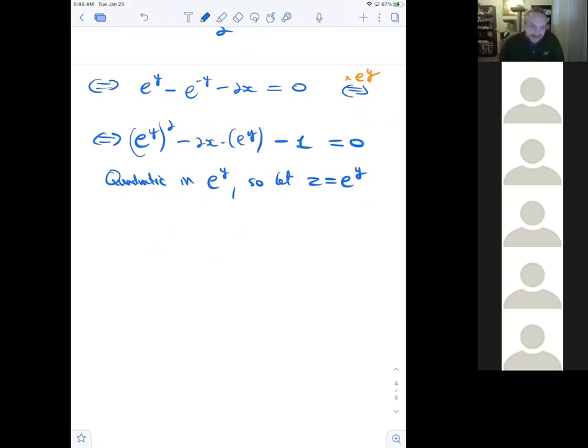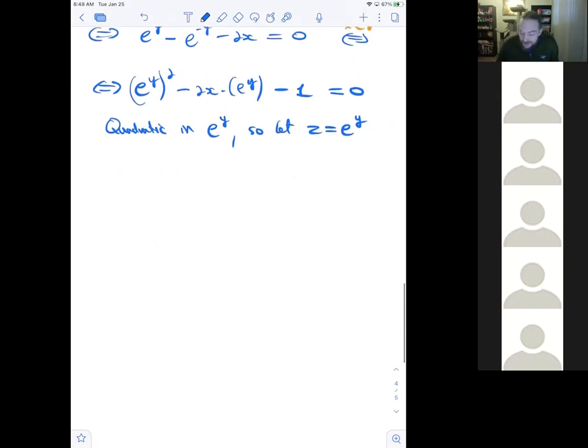I let z, I use a new variable temporarily to simplify this. This is a clever trick just to show you how to solve equations for other variables in general. And then we'll resubstitute what it is after. So this tells us that z squared minus 2xz minus 1 equals 0.